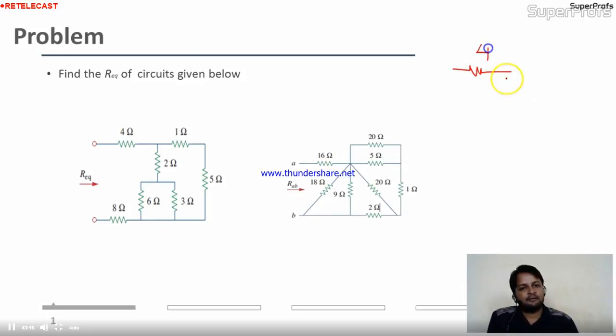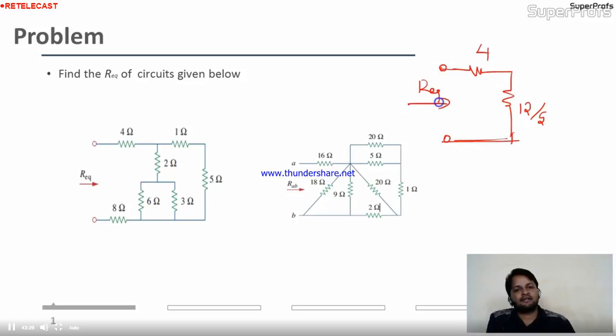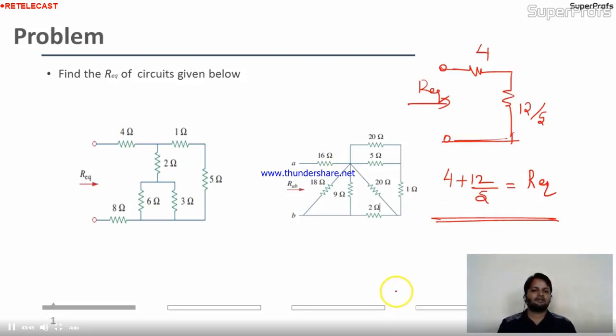So your final combination is 4 in series with 12 by 5. Is it okay? So what is the final R equivalent? R equivalent is nothing but 4 plus 12 by 5. This is nothing but R equivalent. Is it okay? This is the way to solve the circuit for R equivalent. And this is for you, homework. Okay?